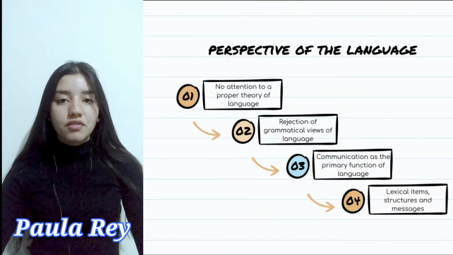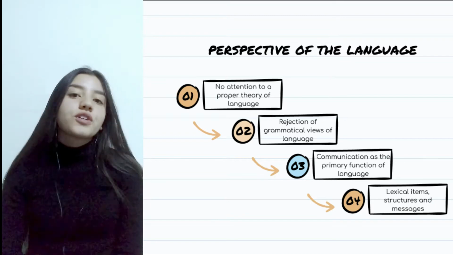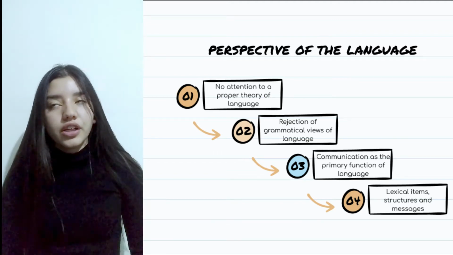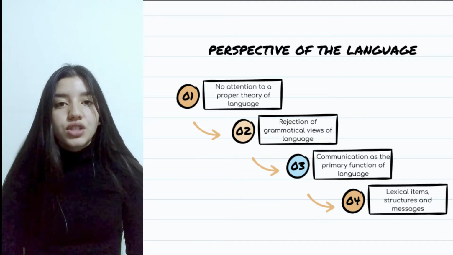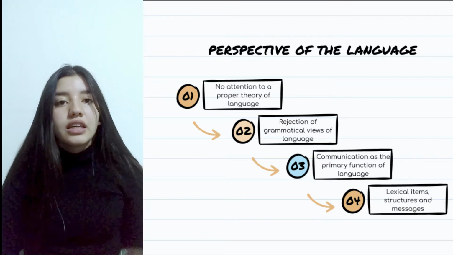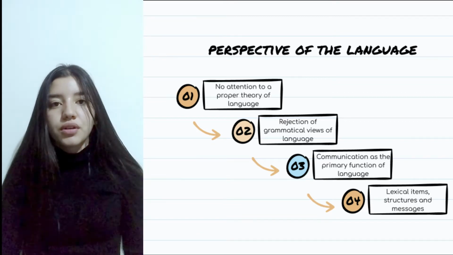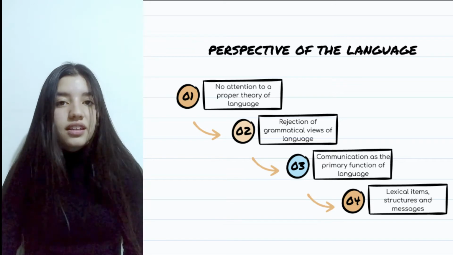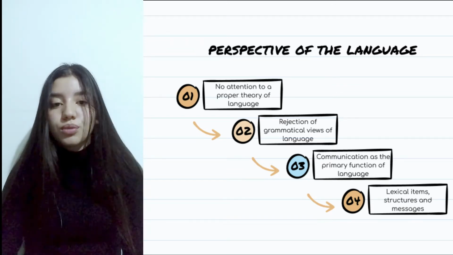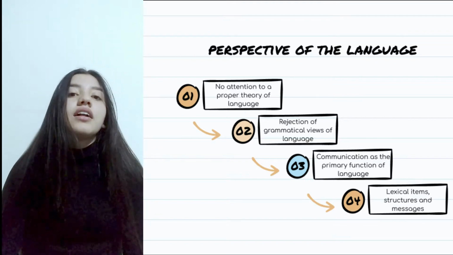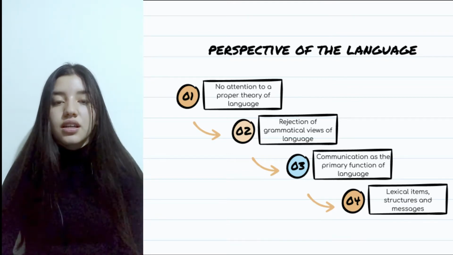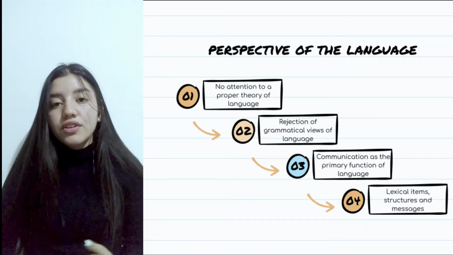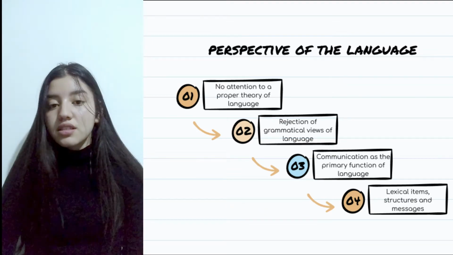Now we have the perspective of the language in the natural approach. The first one is no attention to a proper theory of language. It means that the teacher does not focus on theory or metalanguage. The second one is rejection of grammatical views of language, and it means that in the natural approach grammar is not important. The third one is communication as the primary function of the language. Everything that is taught of the foreign language is in order to communicate. And finally, lexical items, structures, and messages. Kids acquire vocabulary or expressions to express their ideas and meaning. Everything is focused on sending a message.